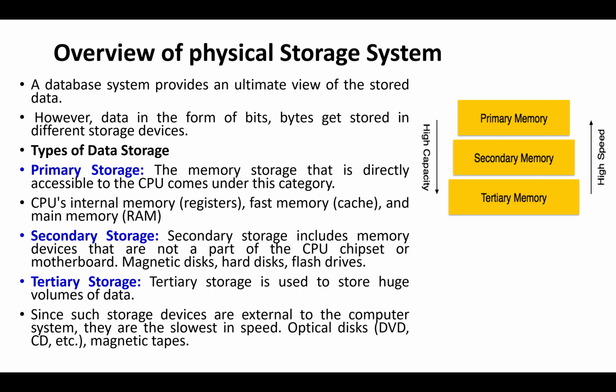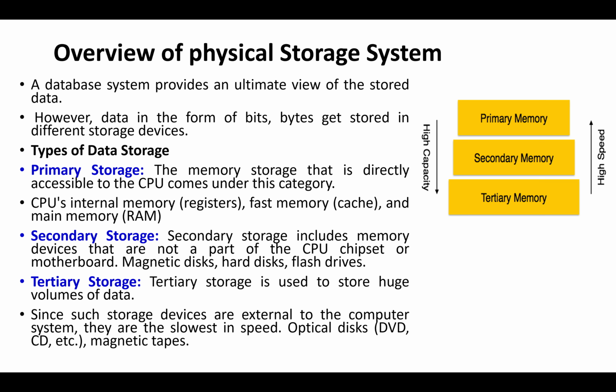A database system provides an abstract view of the stored database. However, data in the form of bytes gets stored in different storage devices. The three main types of data storage are primary memory, secondary storage, and tertiary storage. First is the primary storage. The storage that is directly accessible to the CPU comes under this category: the CPU's internal memory, fast memory, and main memory.